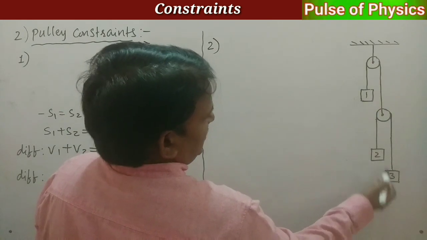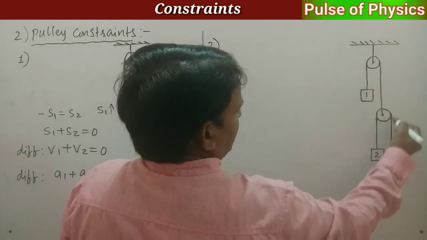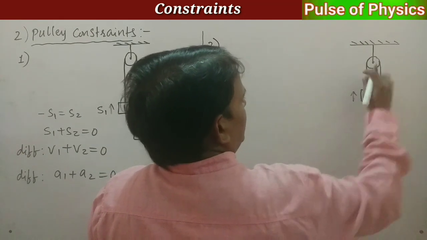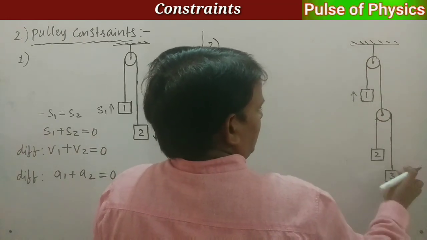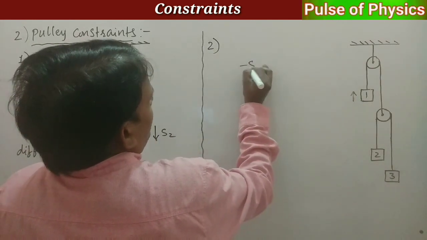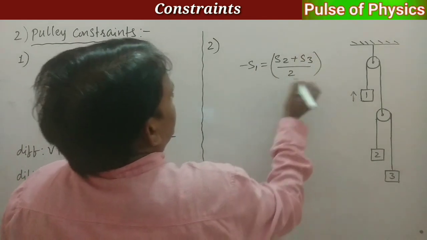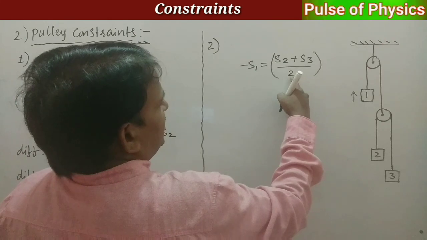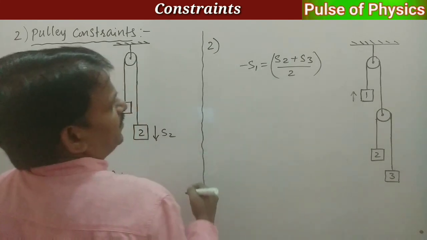Three blocks are connected by two strings with the help of two pulleys. One is a fixed pulley, another is a movable pulley. Let us assume the first block is moving x centimeter up. Here x centimeter of string becomes loose and it transfers to this side. The second block and third block move x centimeter. Then we can write minus S1 is equal to (S2 plus S3) by 2. Because this moves x centimeter down and that moves x centimeter down, the average of that gives x. It moves x centimeter up, that's why here it is minus S1. Right?